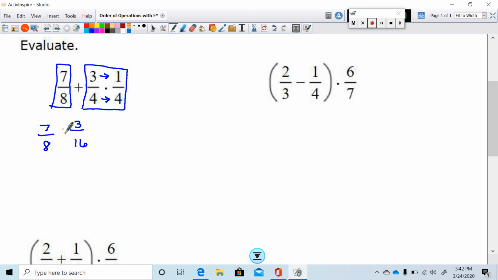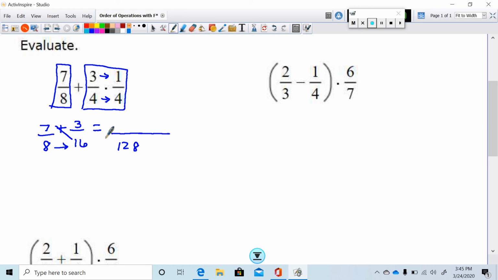Now I'm going to bring down this plus sign. Now there are different ways to add and subtract fractions. Usually what I will do is I will multiply the bottom and cross multiply the top. So here's how I do it. I multiply the bottom, so 8 times 16 is 128. And I cross multiply the top.